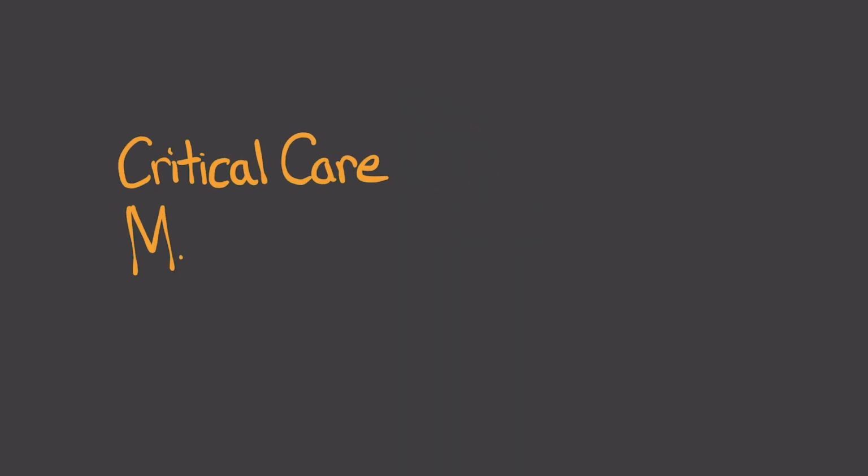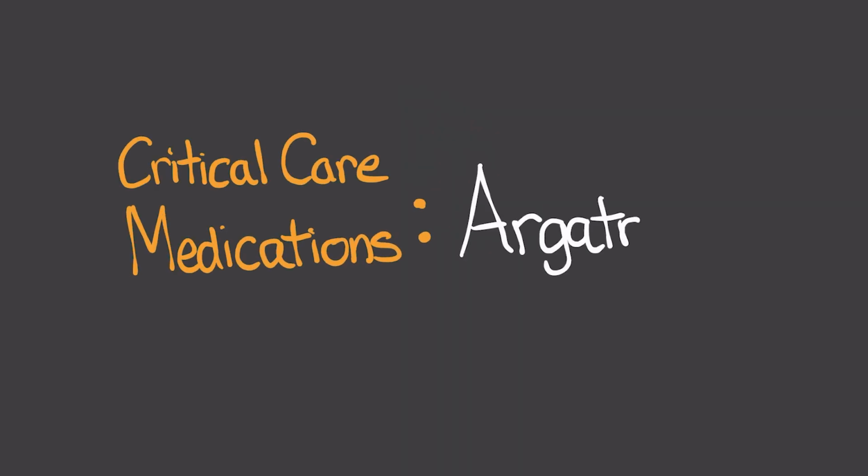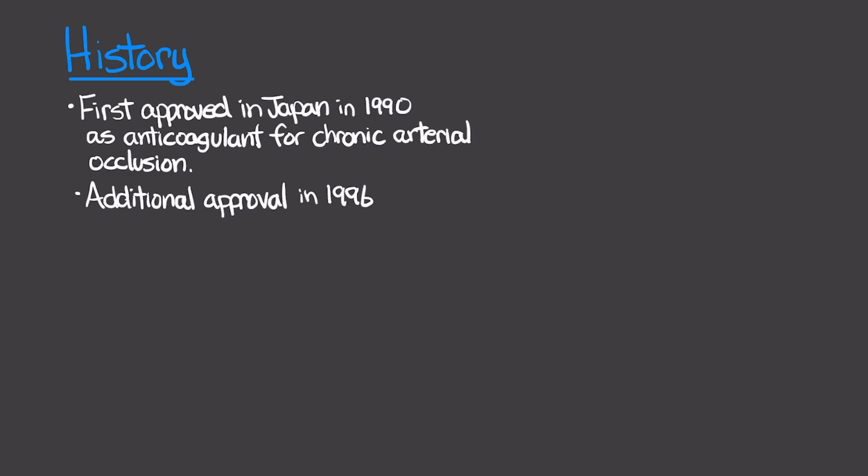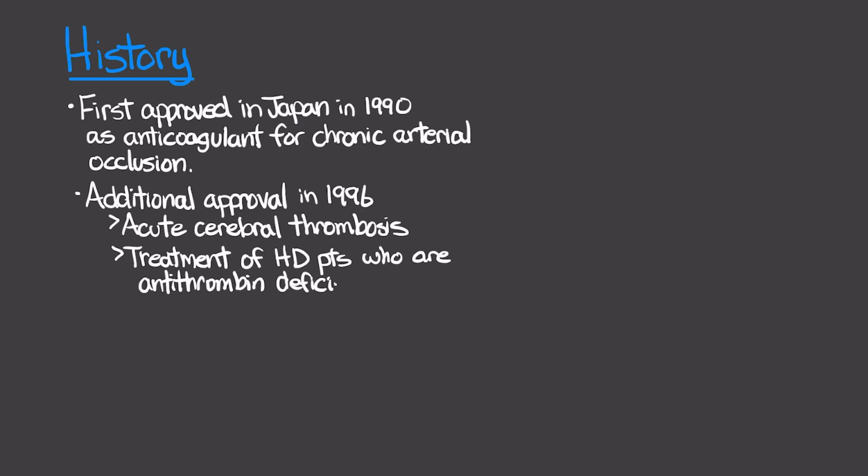Alright, in this lesson we are going to be discussing Argatroban. And just a quick background on this medication, Argatroban was actually first approved in Japan in 1990, so it hasn't been around all that long, and it is used as an anticoagulant for chronic arterial occlusion. In 1996, approval was granted for an additional indication such as acute cerebral thrombosis and for the treatment of hemodialysis patients who are antithrombin deficient. So this is that cofactor that's required to make heparin effective.